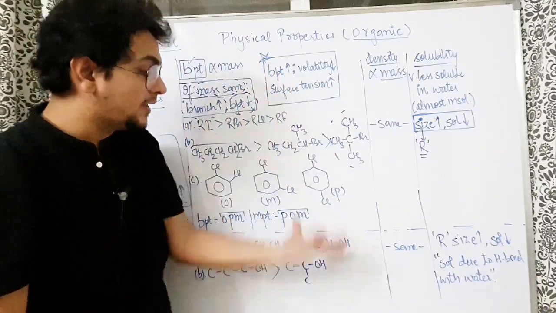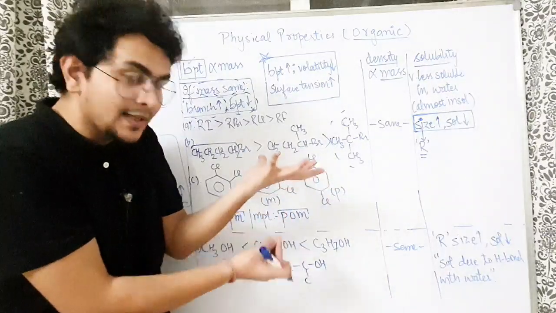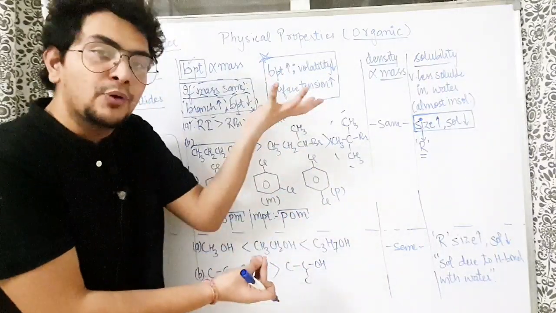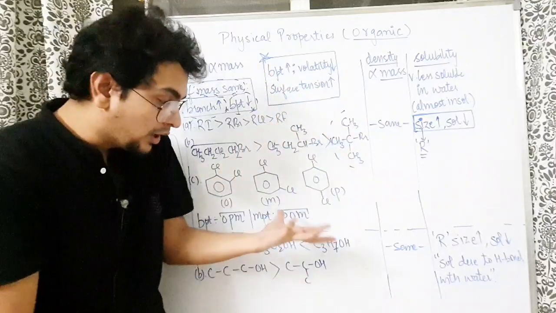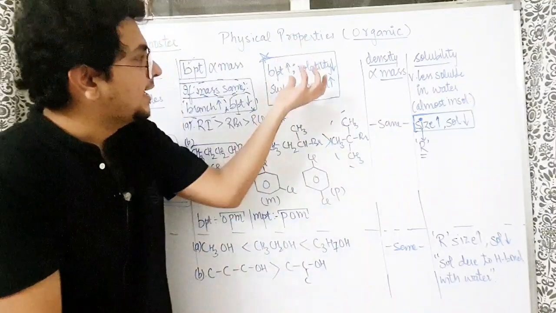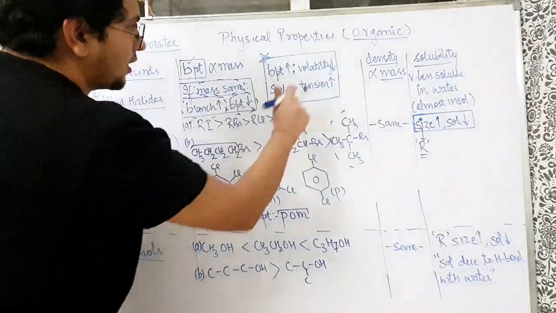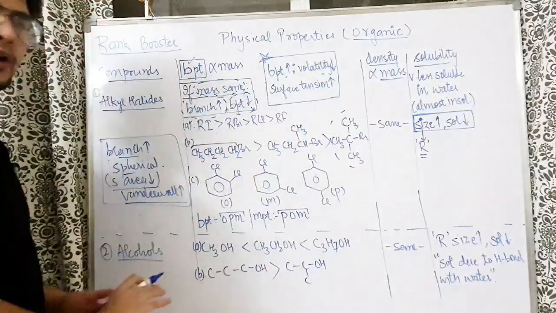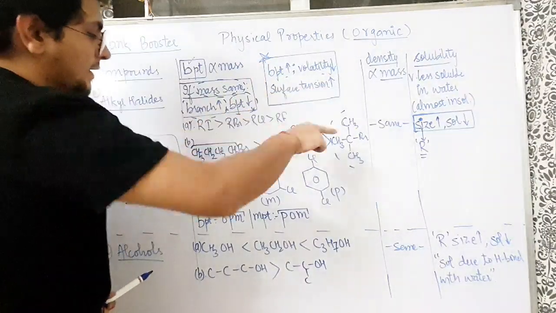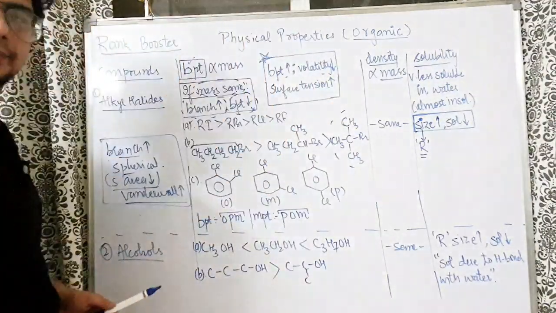So if the boiling point is more, a lot of heat is required to boil it, to evaporate it, to vaporize it. So if the boiling point is more, that means the volatility will be less. Sometimes they can ask you the order of volatility. The order of volatility will be opposite to the order of boiling point, so all these arrows will reverse for the volatility order.